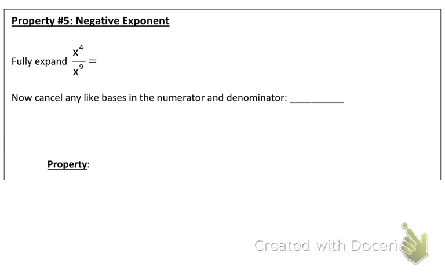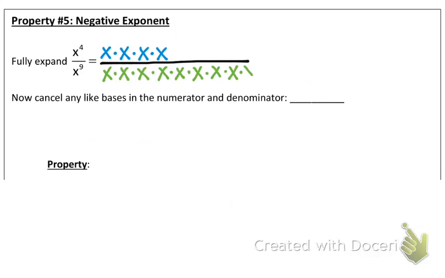In our last property, we have the negative exponent property. So let's start by fully expanding. We have 4 x's on top divided by 9 copies of x on the bottom. X times x times x times x times 5 more x's.